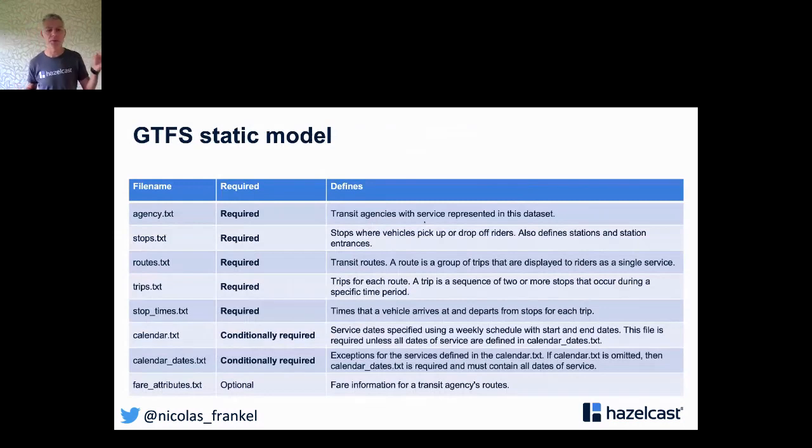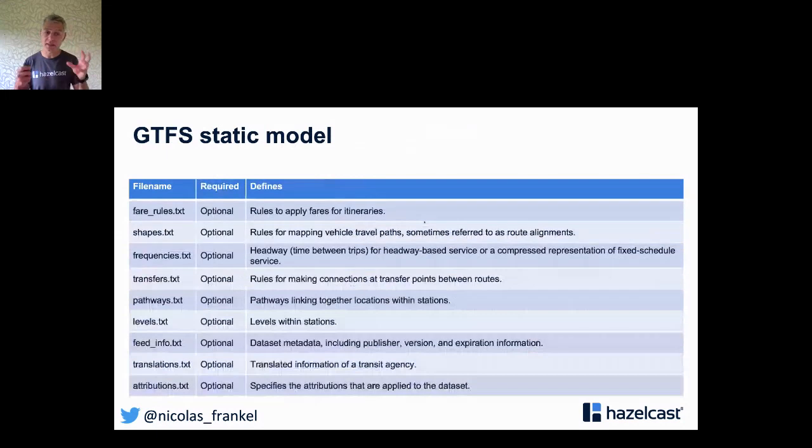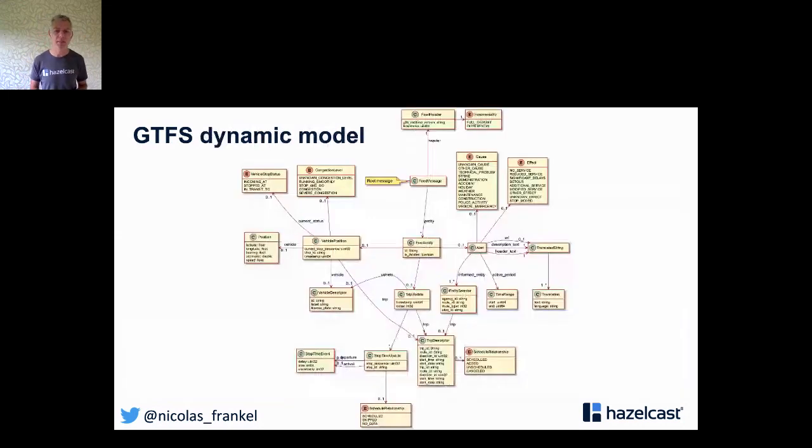For example, the providers, the location of the stops, the routes, so from which stop do you go, and so on and so forth. This is the static model. Those are provided as files that you need to load beforehand. And then there is this dynamic model, and I did the model by myself, and it's not meant to be readable on your screen. It's just to show you that it's a bit complex.